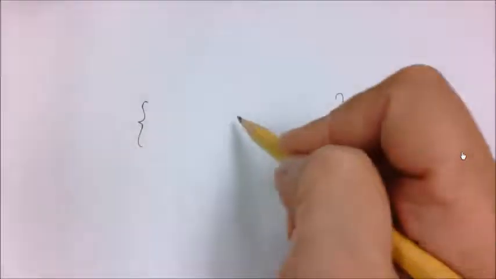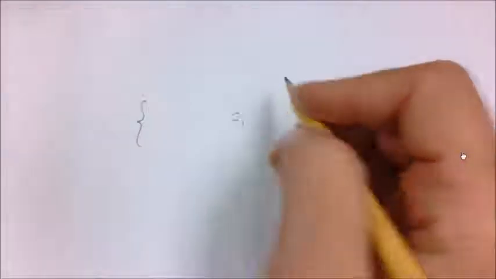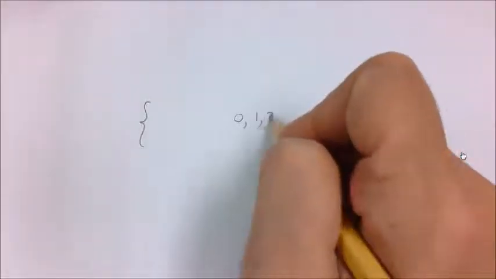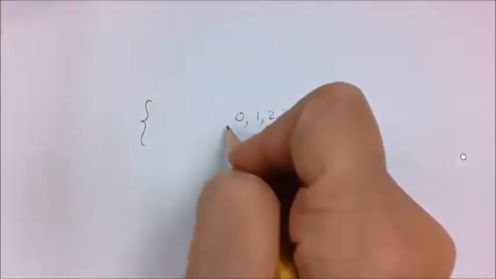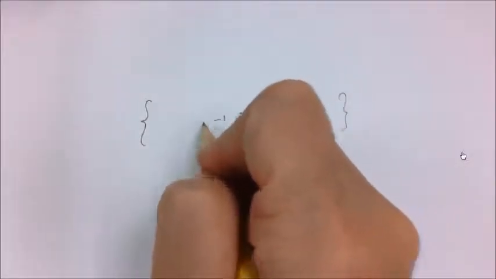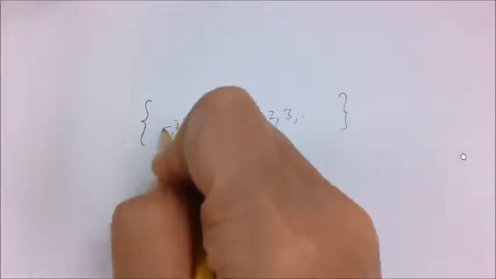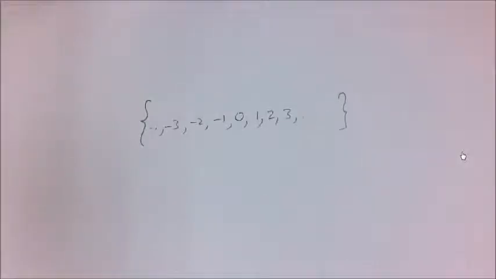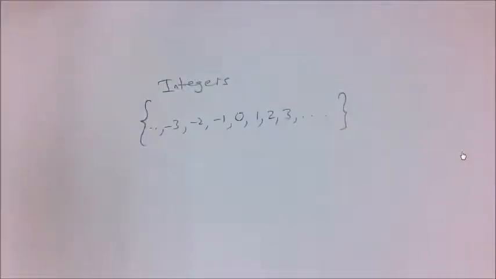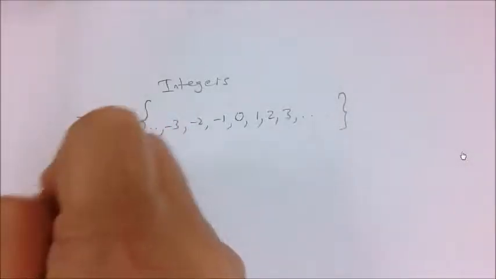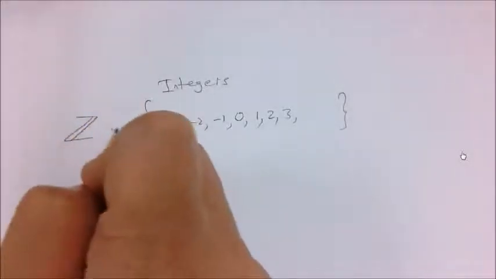So the set of integers is a set of numbers that include 0, and they also include the counting numbers or natural numbers, so 1, 2, 3, and they include the negative whole numbers, so -1, -2, -3, and so on. These are the integers, so I'm just going to write up here integers. We actually have a name for the set of integers. It's a capital letter Z with a double bar here. And so Z is the set of integers.